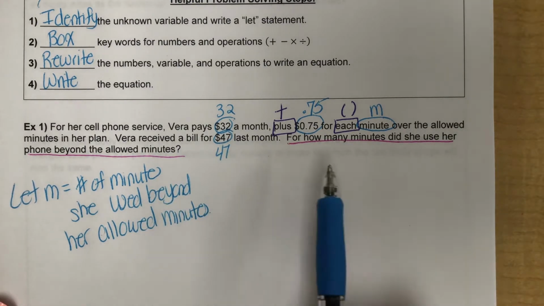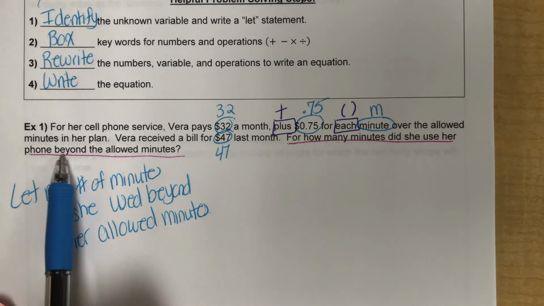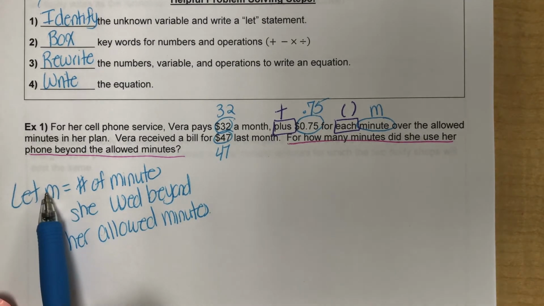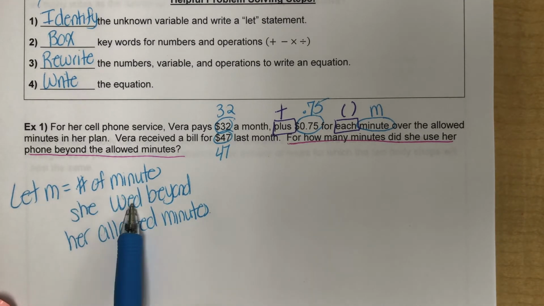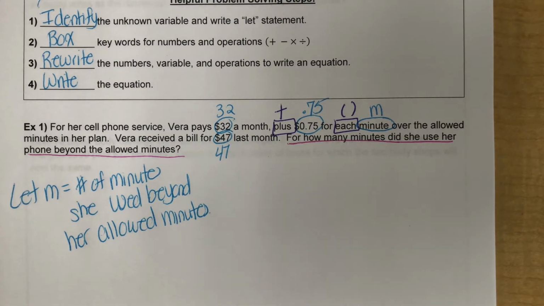Because again, the question says, for how many minutes did she use her phone beyond the allowed minutes? That's what I'm looking for. That's the question. So I'm going to let m represent the number of minutes she used beyond her allowed minutes. All right. Now I'm going to start setting up my equation so I can solve for m. That's what m represents. It represents the question that I'm trying to solve here.